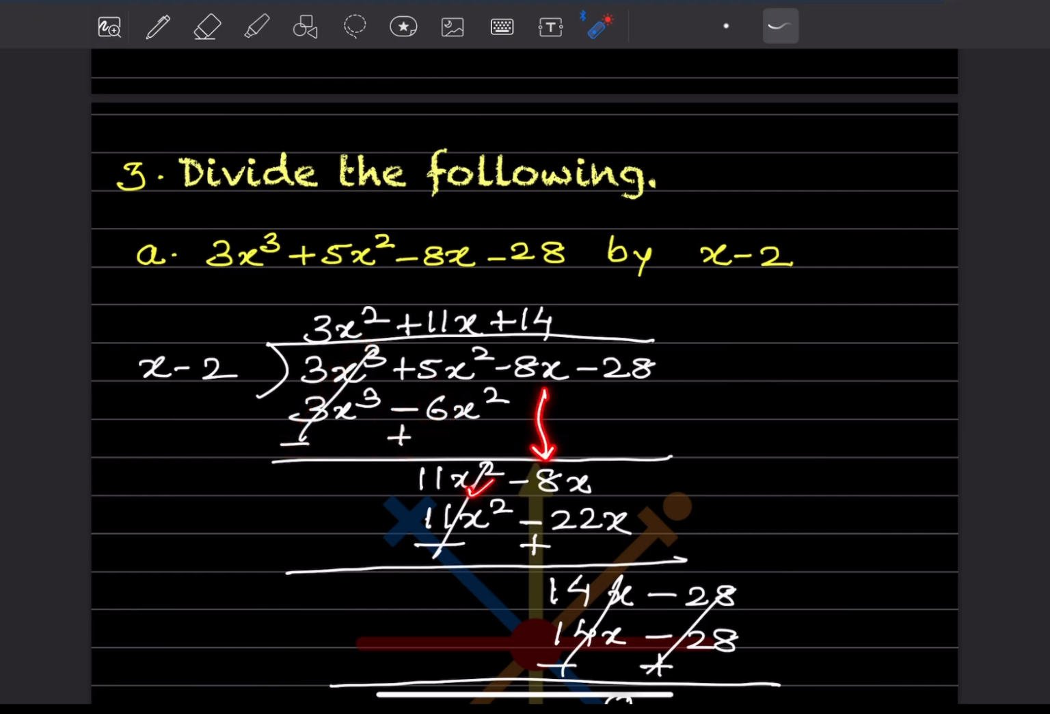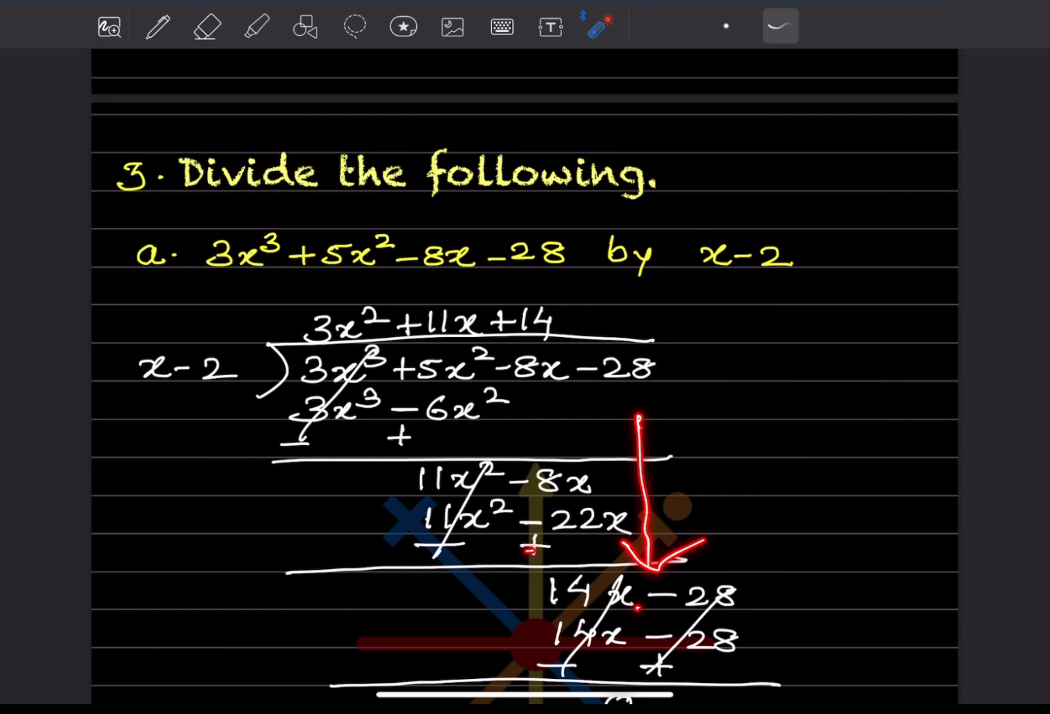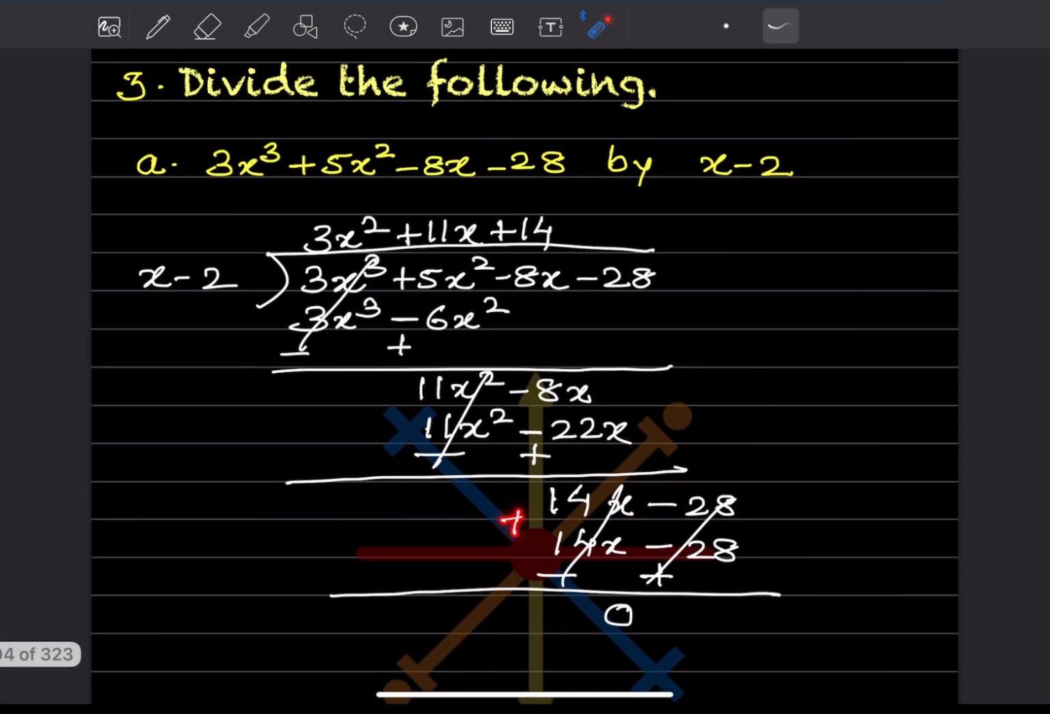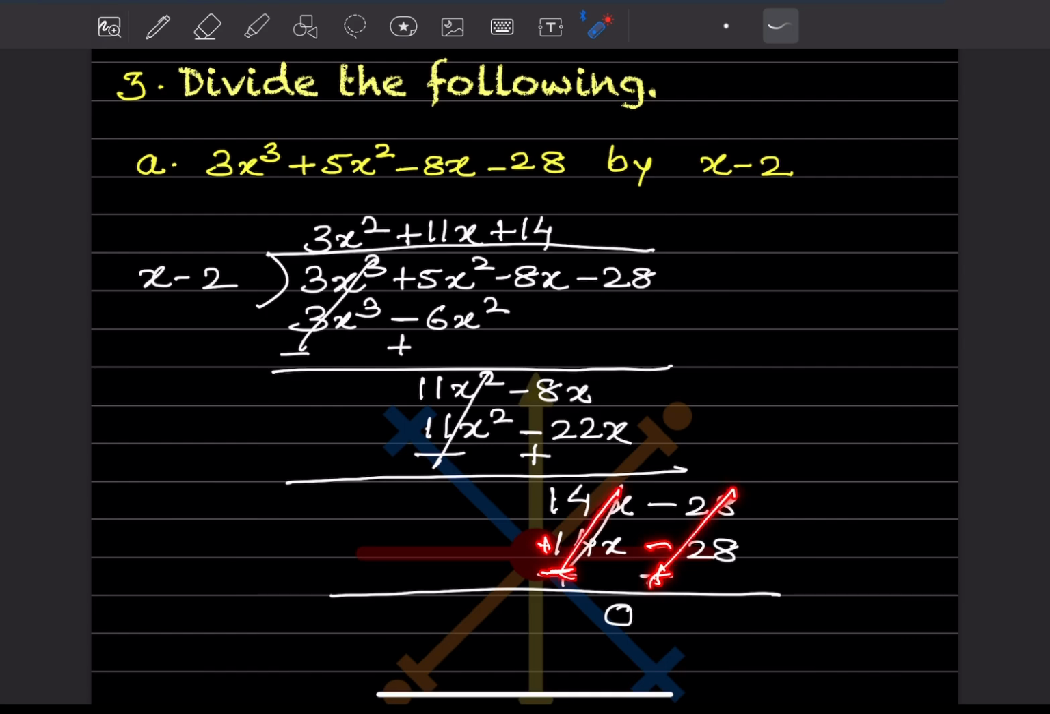Bring this down. Now this and this one, 11x square divided by x. So that is going to be plus 11x. Multiply this and this one. So you get this step, minus plus. So this will be plus 14x minus 28. Again here will be 14x divided by x. So that is going to be plus 14. So when you multiply this one, you get 14x minus 28. So here this plus, so here minus, minus becomes plus. So this gets cancelled. This will be 0.